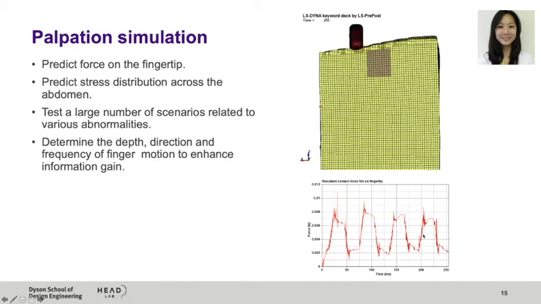So you see that such simulation can provide very valuable information for us with a virtual model. It can provide the force at the fingertip. It can provide the stress distribution across the abdomen. We can then use such a model to test a large number of scenarios related to various abnormalities. So we can simulate different abnormalities and see how the depth, the direction, the frequency of the finger motion can enhance the information gain. And this is absolutely important for us because we want to move forward and want to understand the nature of palpation. So this mechanical insight into the palpation problem is absolutely important.